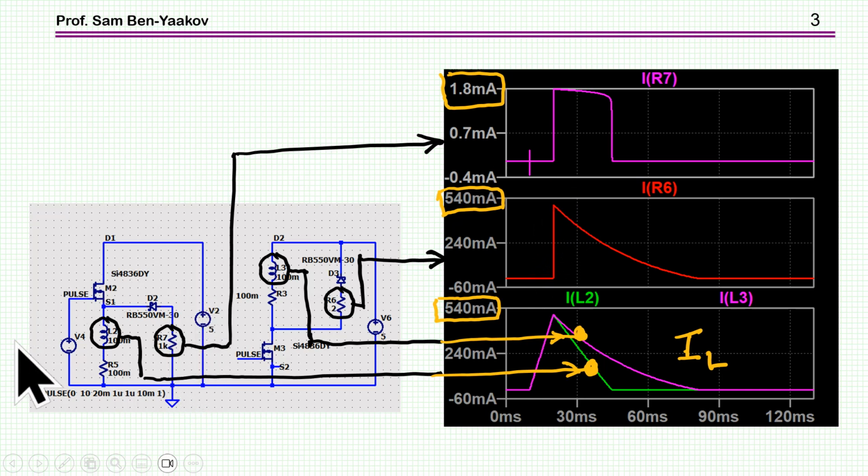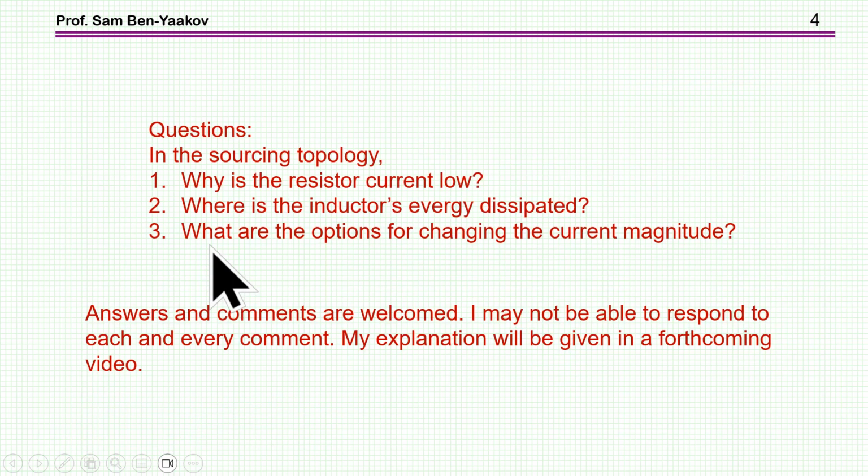So this behavior here is really very much different from what you will see here, although it sort of looks the same. So here are the questions of this riddle. In the sourcing topology that I've shown, the questions are, why is the resistor current low? Where is the inductor energy dissipating? And what are the options for changing the current magnitude?